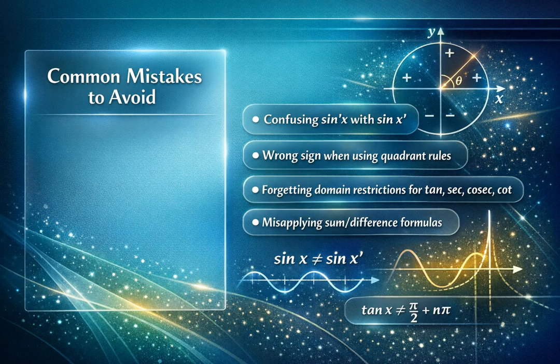Watch out for common mistakes. Don't confuse sin squared x with sin of x squared. They're completely different. Be careful with signs when applying quadrant rules. Remember that tan, sec, cosec, and cot have domain restrictions where they're undefined. Double-check your application of sum and difference formulas.